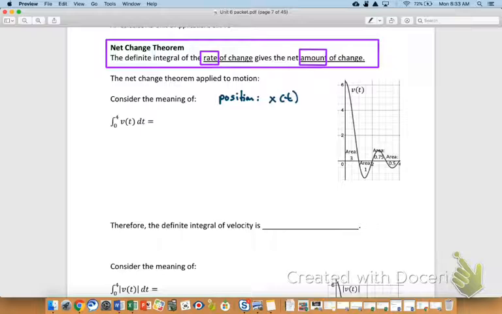Okay, so if position is modeled by x of t, let's see if this makes sense. Couldn't I just rewrite this as the definite integral from 0 to 4 of x prime of t dt? Do you see how I've just rewritten it? I haven't changed anything other than the notation. Velocity is just the derivative of position.